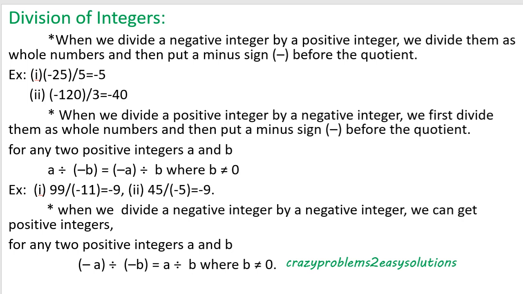When we divide a positive integer by a negative integer, we divide them as whole numbers, and similarly put a minus sign before the quotient. When we divide a negative integer by a negative integer, we get a positive integer. For example, minus A by minus B equals A by B, and B is not equal to 0. An example: minus 99 by minus 11, the minus signs cancel. 11 nines are 99, so the answer is 9.